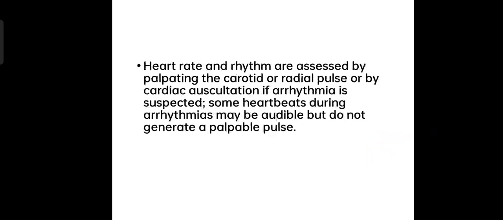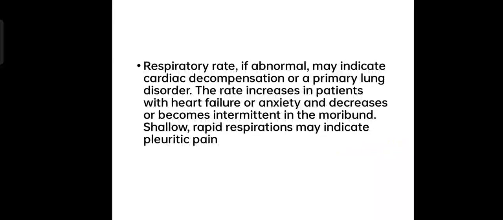Heart rate and rhythm are assessed by palpating the carotid and radial pulse or by cardiac auscultation. If arrhythmia is suspected, some heartbeats during arrhythmias may be audible but do not generate a palpable pulse. Respiratory rate, if abnormal, may indicate cardiac decompensation or a primary lung disorder. The rate increases in patients with heart failure or anxiety and decreases or becomes intermittent in the moribund. Shallow rapid respiration may indicate pleuritic pain.